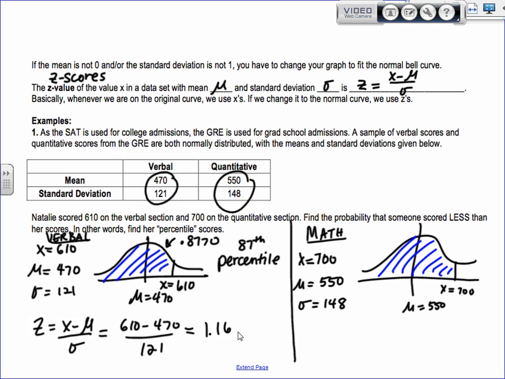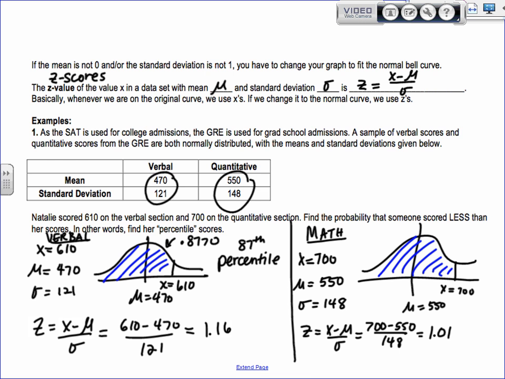But now when we do the z-score, so x minus mu over the standard deviation, we have 700 minus 550 over 148. We get 1.01. All right, so we have 1.01.